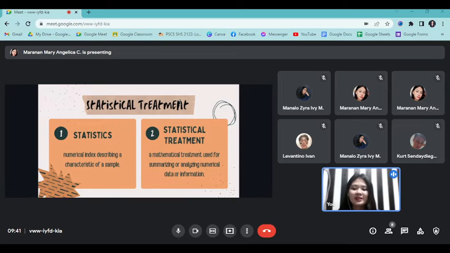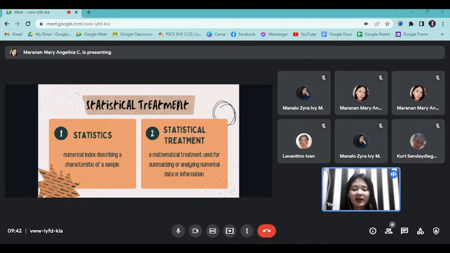So, when I say statistics, it is a numerical index describing the characteristics of a sample. Statistics is defined as numerical data and is a branch of mathematics concerned with the collection, tabulation, and interpretation of numerical data, while statistical treatment is a mathematical treatment used for summarizing or analyzing numerical data or information. So, the term statistical treatment refers to the application of any statistical method to your data.